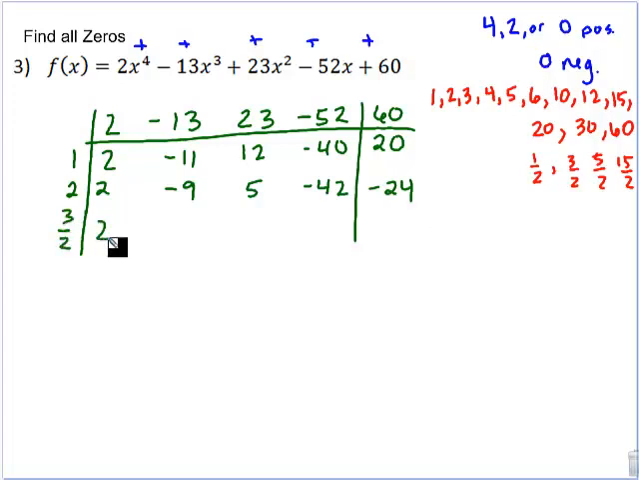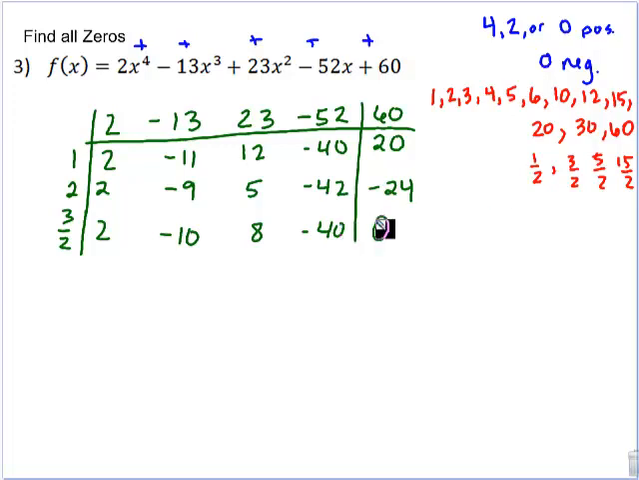So drop down our 2. So 2 times 3 halves is 3 plus a negative 13, negative 10. Negative 10 times 3 halves, negative 15. Negative 15 plus 23, it's 8. 8 times 3 halves, 12 plus negative 52, negative 40. Negative 40 times 3 halves, negative 60. Added to 60, we get 0.